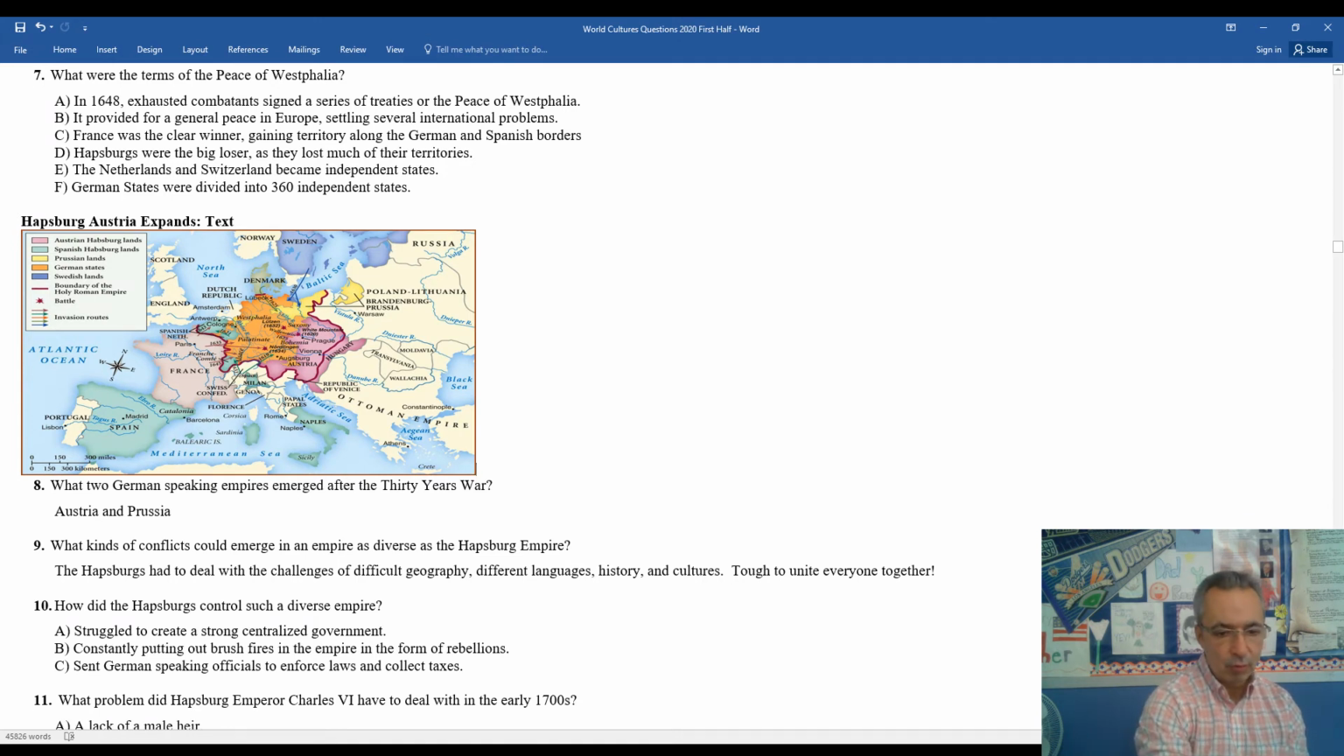How did the Habsburgs control such a diverse empire? They struggled to create a strong centralized government. They constantly were putting out what are meant to be brush fires in the empire, kind of nationalist uprisings or rebellions to try and get their own independence. They sent German-speaking officials to enforce laws, collect taxes for the empire.